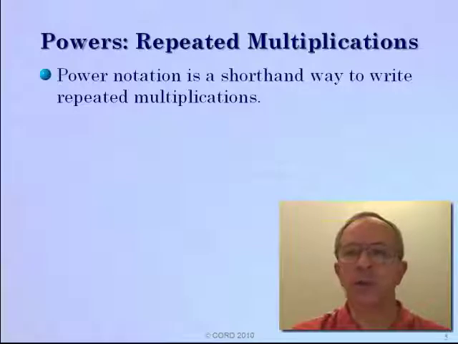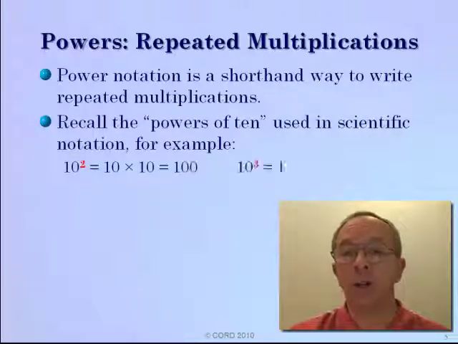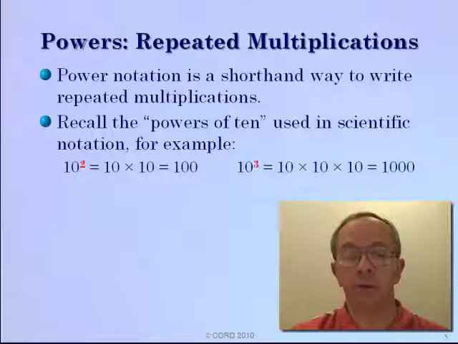Powers are just repeated multiplications. So power notation is a shorthand way to write repeated multiplications. You might recall the powers of 10 you saw in the scientific notation module. For example, 10 squared is equal to 10 times 10, and 10 cubed is equal to 10 times 10 times 10. So we just repeated the multiplications of 10 based on those exponents.